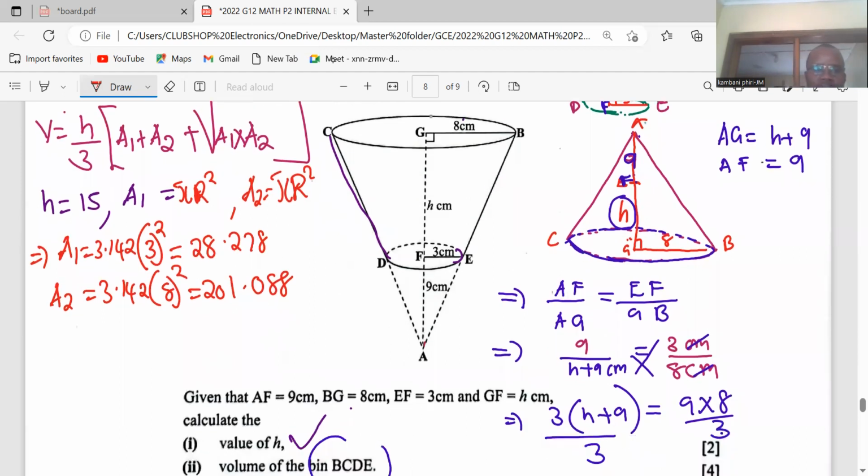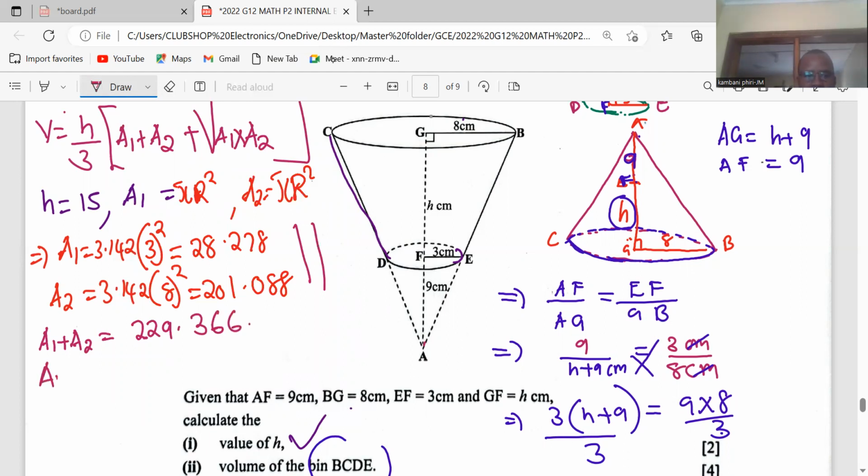Okay, so if you want, you can even get A1 plus A2 in advance. It means we should just add these two. So I'll say 201.088 plus 28.278. We get 229.366.